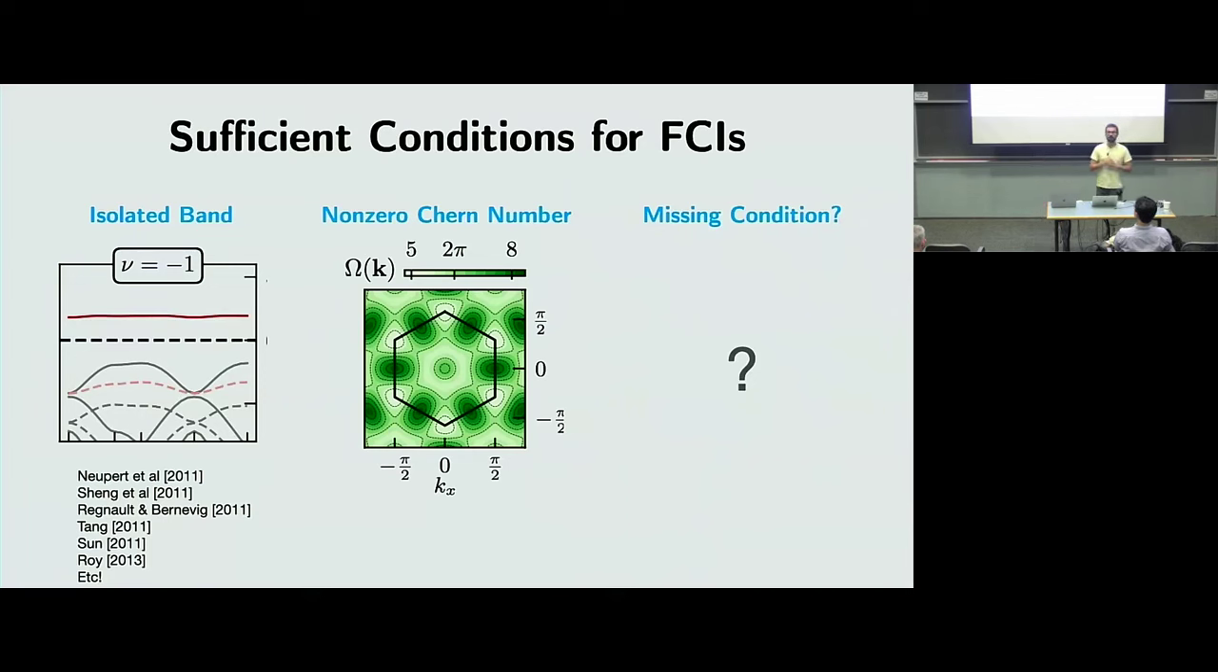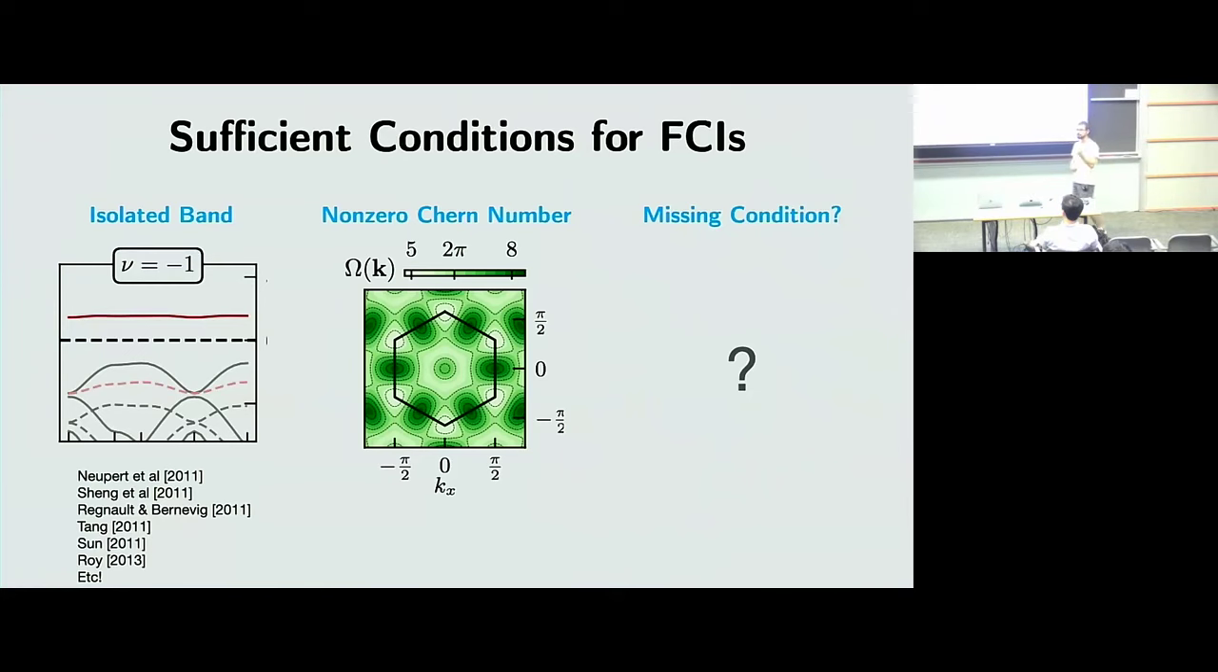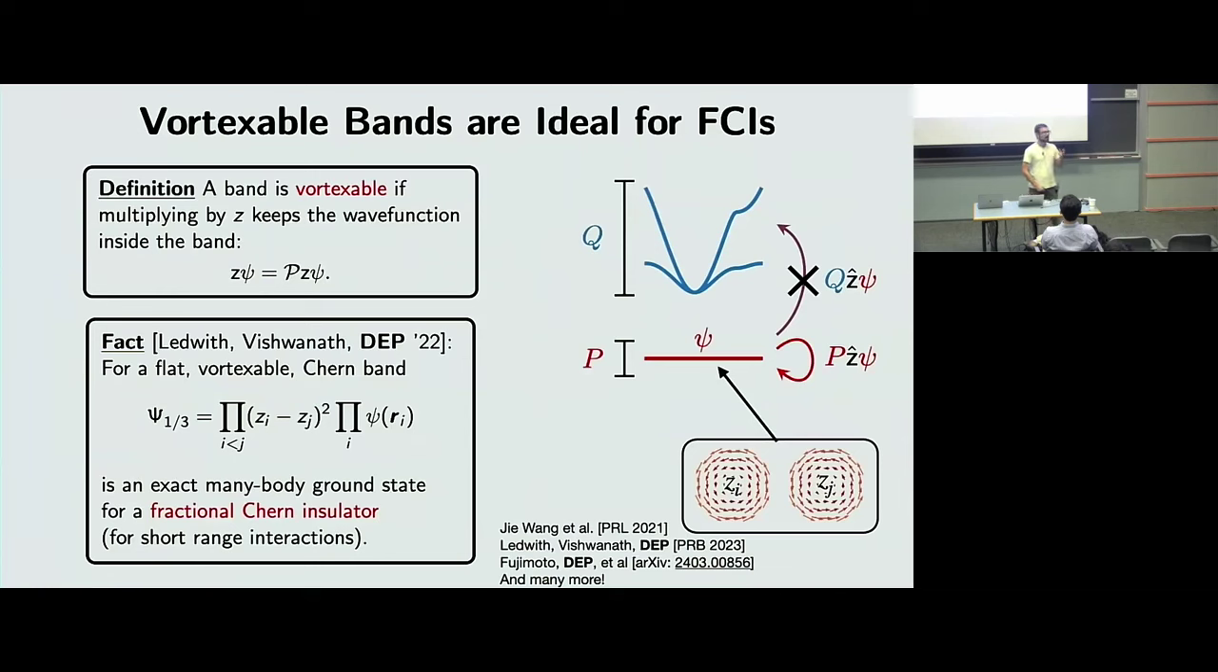But this alone cannot be enough, because we know that in the 50th Landau level of gallium arsenide, it's a flat Chern band, but experimentally you don't see any fractionalized phases appearing there. So there must be a missing ingredient. And over the last few years, drawing on a very long line of work started by Rahul Roy and others, we now know that the missing ingredient is this idea of ideal or vortexable bands. So let me tell you very briefly about what a vortexable band is.